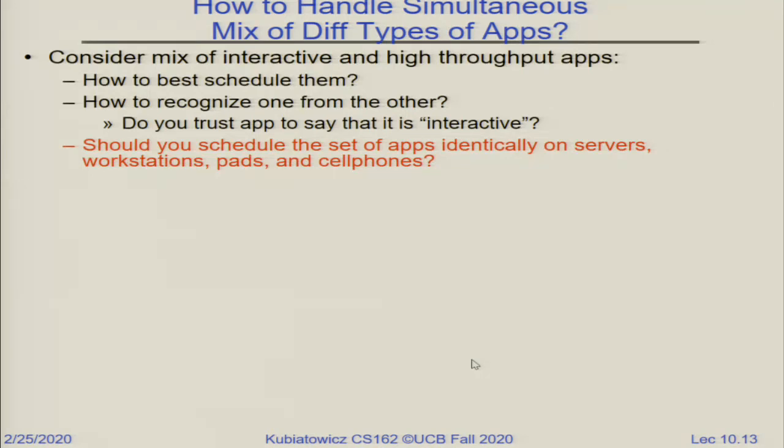But ultimately, the kind of machines you guys are using now, laptops and phones, really have a mix of interactive and high-throughput applications. And the question might be, how do you best schedule them? And how do you recognize one from the other? Now we're getting into that predicting-the-future question, right? And if you ask the app, are you interactive? And it says yes, do you trust that?